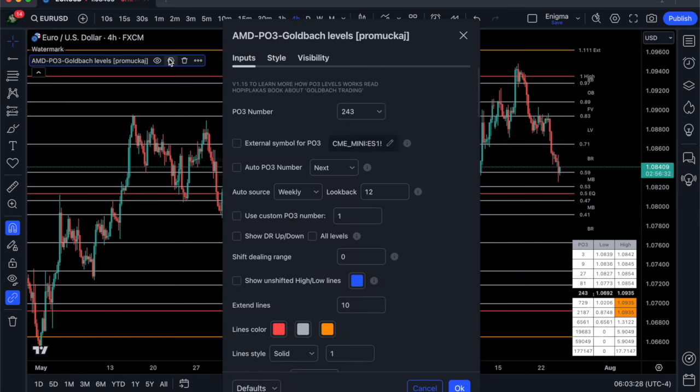You can do this with me also, so you can practice how you can set up the Goldbach indicator and how you could trade market maker models. So using the 243 power of 3, and we're having no shifts on this, so there's no shifting up or down, just the raw 243.